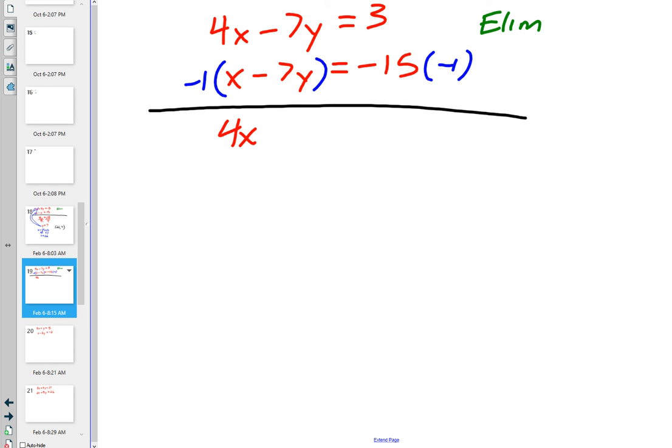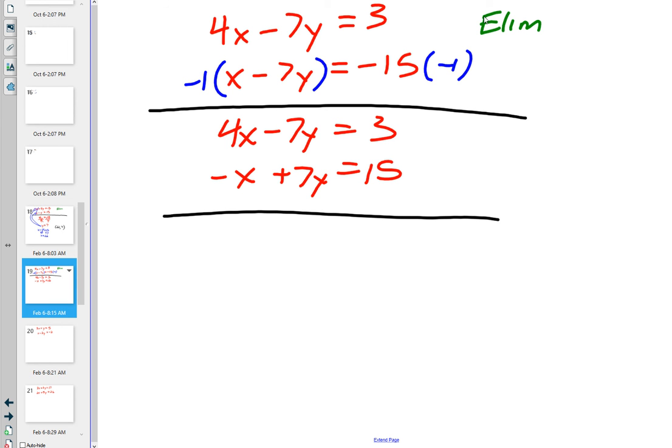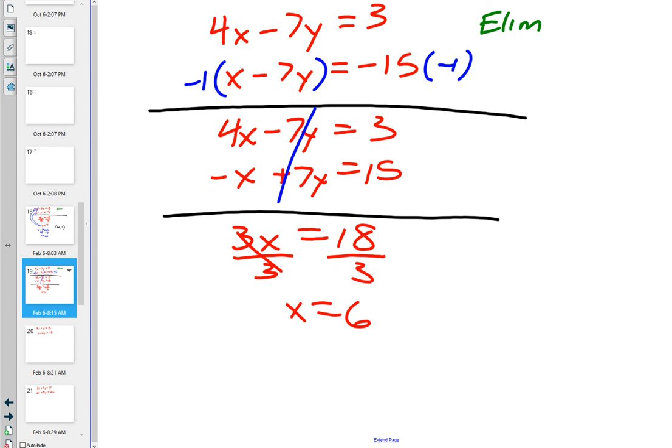So 4x minus 7y is equal to 3. Negative x plus 7y is equal to 15. Now I can eliminate the y's. What are we doing when we're eliminating? So 3x is equal to 18. Divide by 3. X is equal to 6.